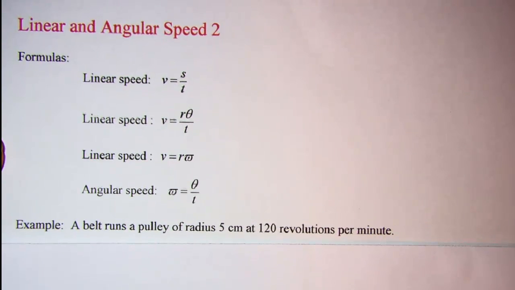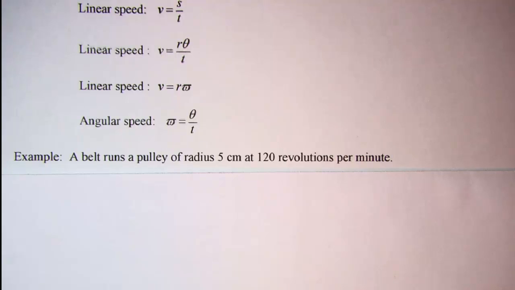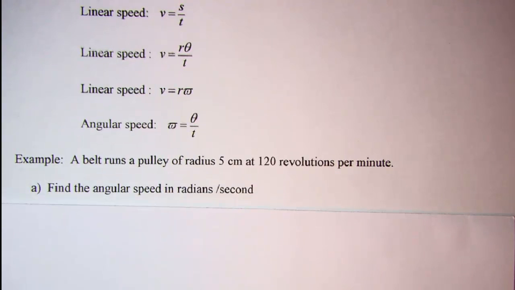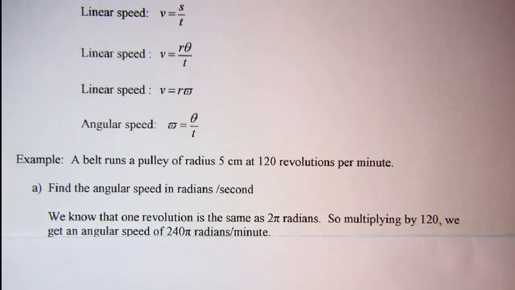So the example that we'll be doing is: a belt runs a pulley of radius 5 centimeters at 120 revolutions per minute. We're first asked to find the angular speed in radians per second. Well, we know 1 revolution is the same as 2 pi radians.